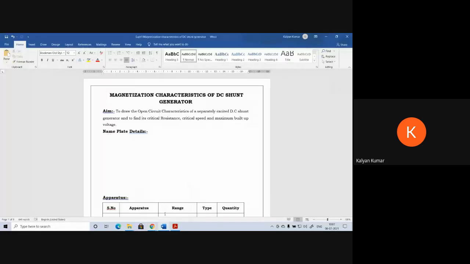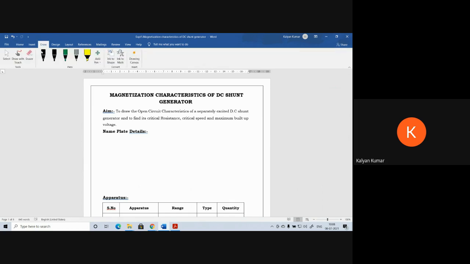Good morning, students. In today's session, we are going to discuss the open circuit characteristics of a DC shunt generator. They are also called magnetization characteristics. Now, what is the need for obtaining the magnetization characteristics of a DC shunt generator? What information are we going to get from them?